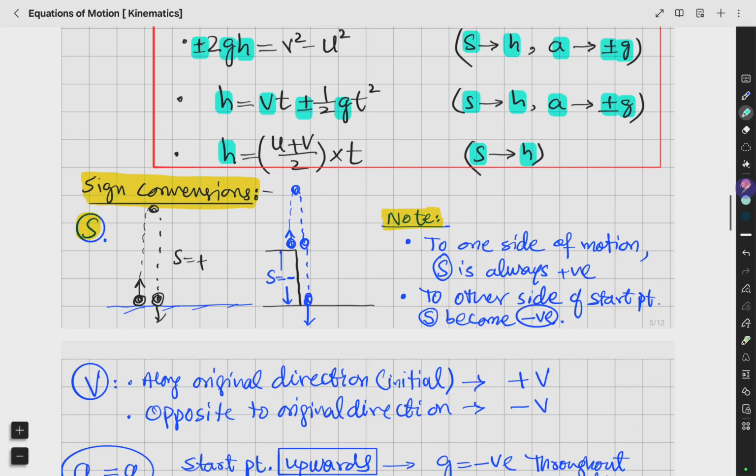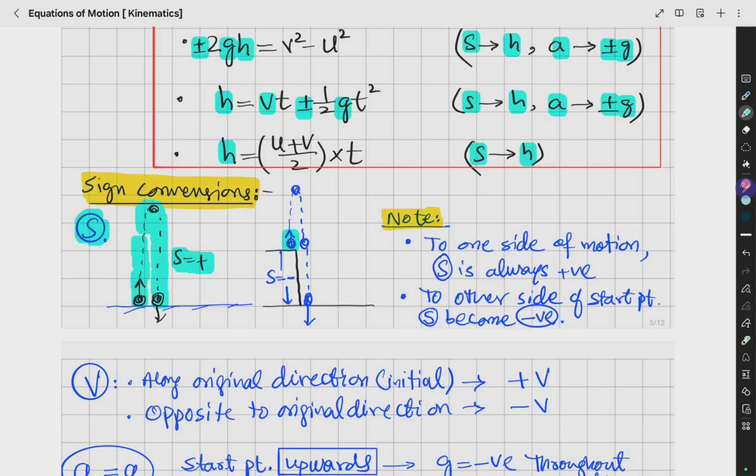Okay, I was talking about the sign convention. If you look at displacement first, say the ground is there and you throw something upward, it's going upward, upward, upward, and then it's coming downward, downward, downward, and it lands on the ground. Throughout this motion, displacement will be positive. Why? Because the object has not crossed its start line.